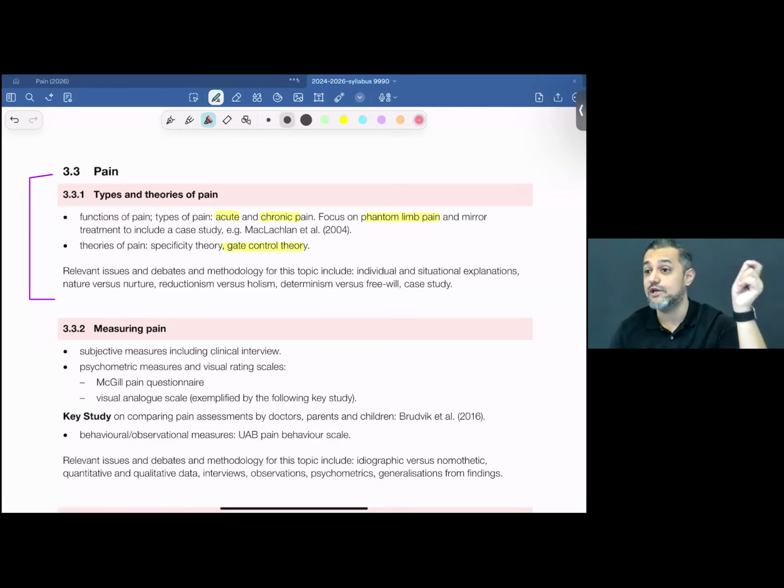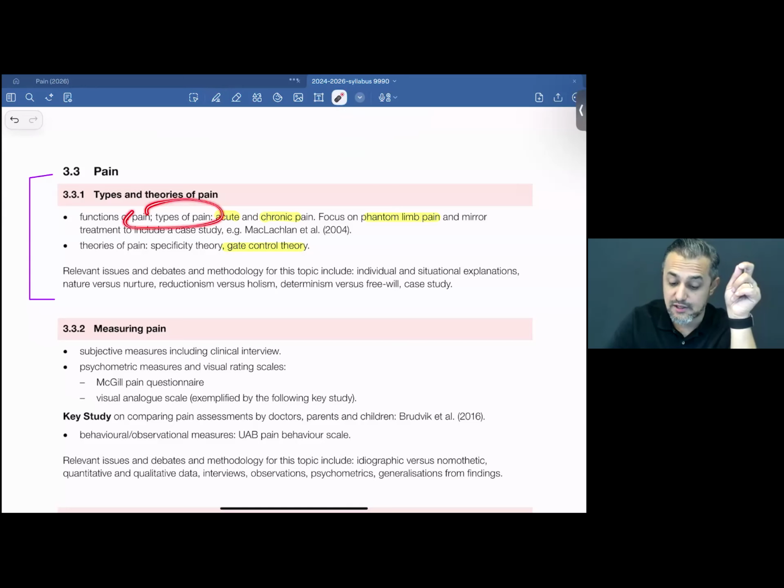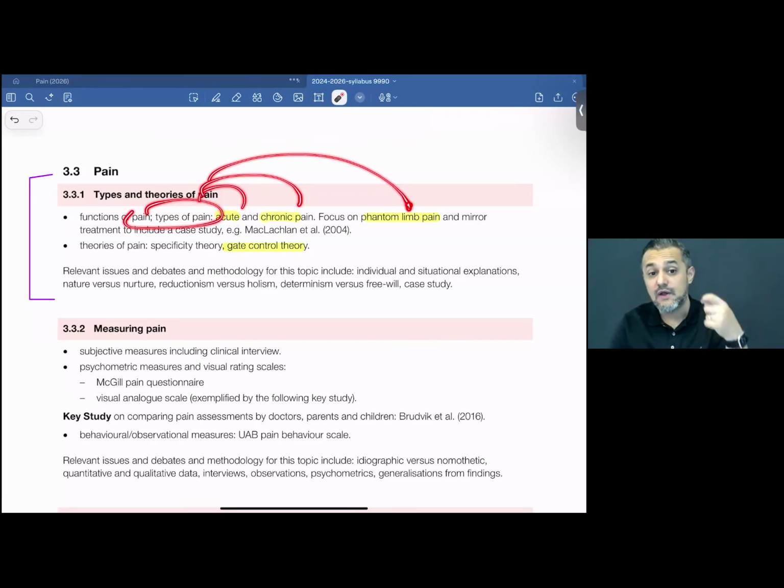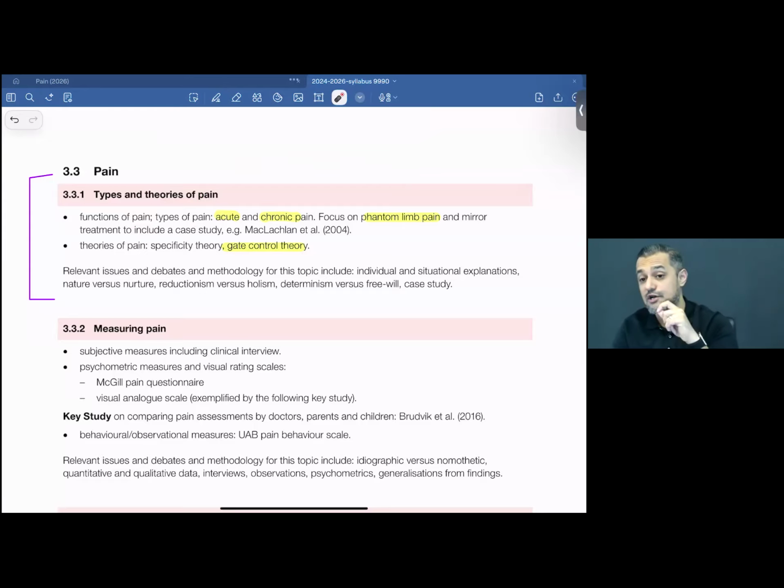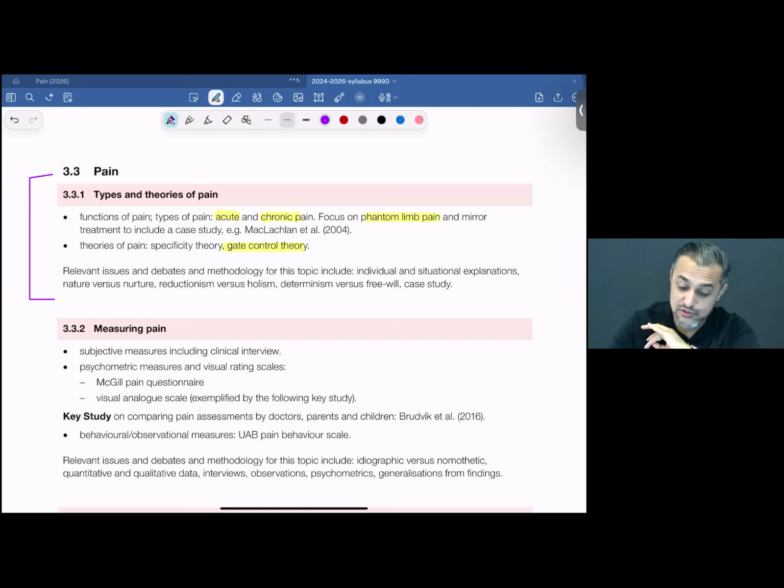So the examiner has very specifically referred to the different types of pain, acute pain, chronic pain, and phantom limb pain. And then the second bullet comprises theories of pain, where the examiner has demanded knowledge of the gate control theory, leaving out the specificity theory. So again, if this is a 6-mark question, how do I cater to this? I try answering one part for 3 marks, and the other part I expect myself to answer for 3 marks as well.